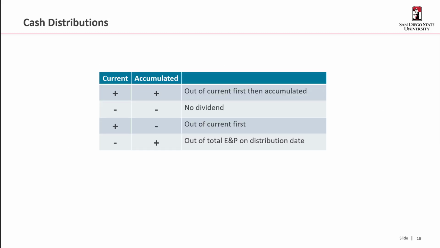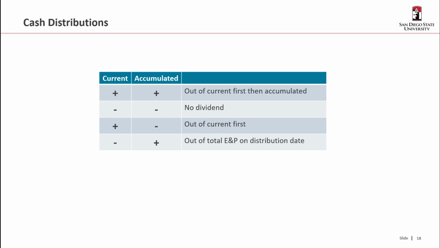Okay, so let's run through cash distributions and the four possibilities. The four possibilities are, you have positive current and positive accumulated E&P. And the rule is it comes out of current first, then out of accumulated. The next scenario is you have negative current E&P and negative accumulated E&P. Well, if they're both negative, you can't possibly have a dividend, so that's easy. It's going to go out of basis and then become a gain.